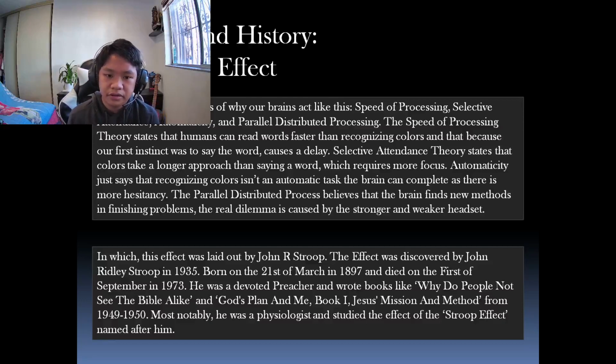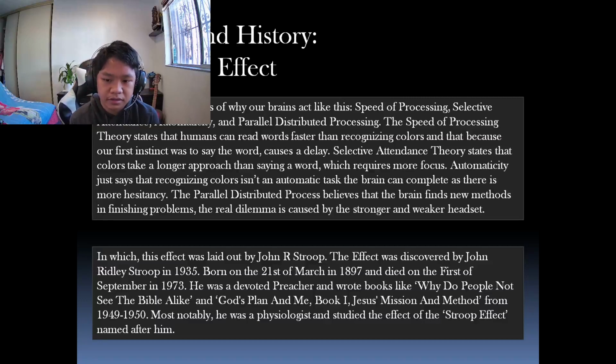There have been theories of why our brain works like this: the speed of processing, selective attendance, automaticity, and parallel distributive processing. The speed of processing is a theory that states that humans can read words faster than recognizing colors, and that it's our first instinct to say the word, which causes a delay of hesitancy.